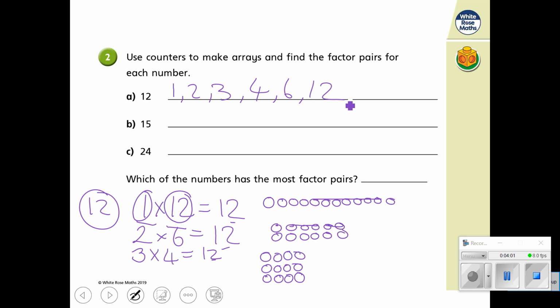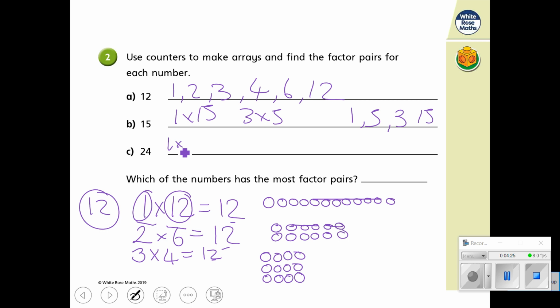The others I'm not going to go into in detail, but I'll just show you quickly. For 15, you can have 1 times 15, so you have the factors 1 and 15. But you can also have 3 times 5. So you've also got the factor 3 as well. Okay, so for 15 you've got 1, 5, 3, and 15.